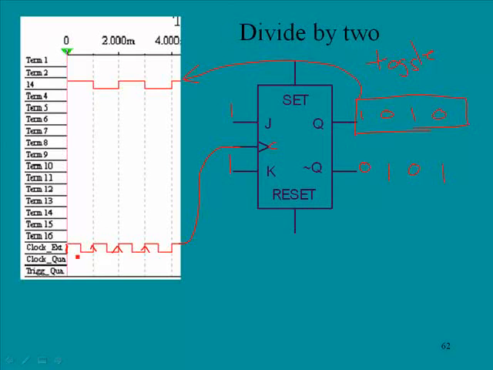But of note is that you see this frequency coming in and you see this frequency coming out, and what can be observed is that this frequency is twice this frequency. So a flip-flop configured like this will toggle, and the output will be half of the input frequency.